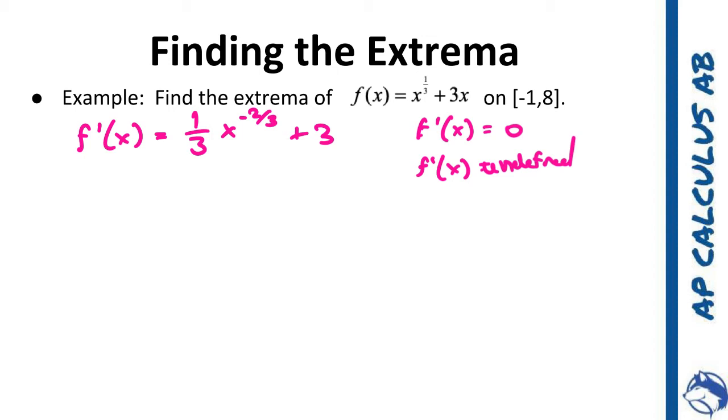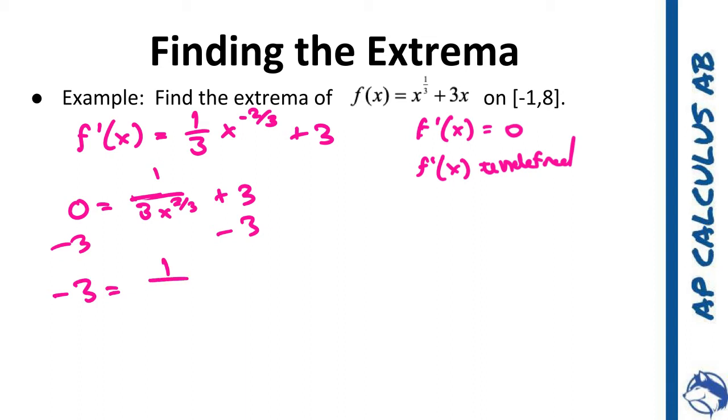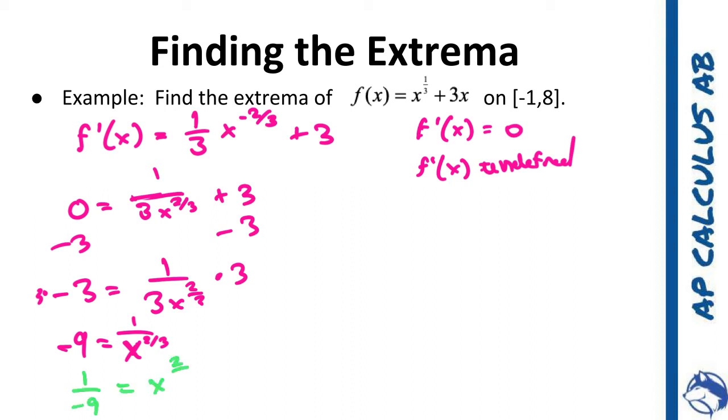So that's what I'm going to do. I'm going to set it equal to 0, and 1/3 x to the negative 2/3, if I want to rewrite this, I'm going to rewrite as 1/3 times x to the 2/3 in the denominator, plus 3. At this point, I subtract 3 to the other side. I get negative 3 is equal to 1/3 over x to the 2/3. I'm going to multiply both sides by 3. So I get negative 9 is equal to 1 over x to the 2/3. Now I'm going to flip this, so I get 1 over negative 9 is equal to x to the 2/3.